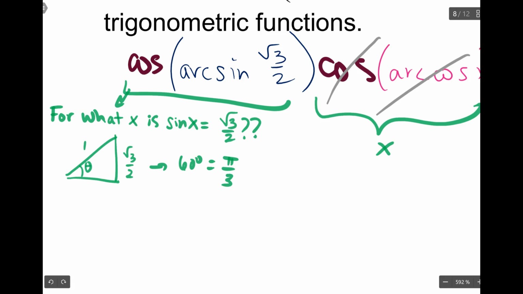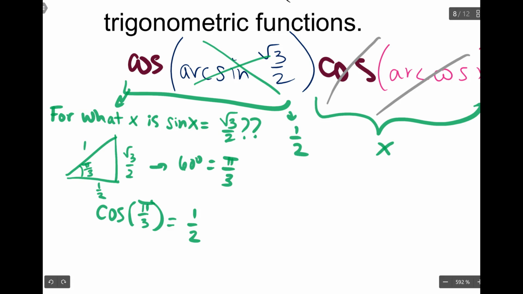Okay, so now I can plug that in place and ask, what is cosine of pi over 3? I know this is 60 degrees, this angle here is pi over 3. Cosine's adjacent over hypotenuse, so that's 1/2 over 1. So it's just a half. So this part goes to 1/2.